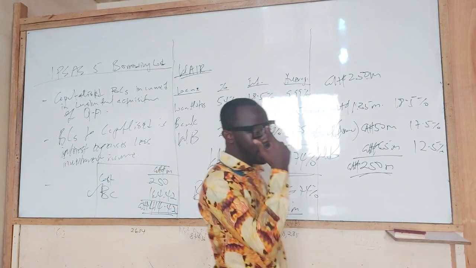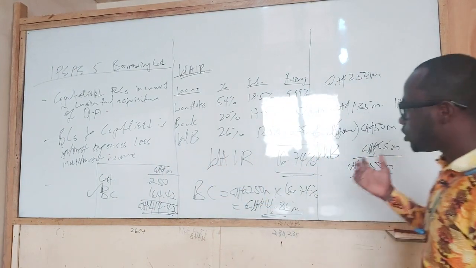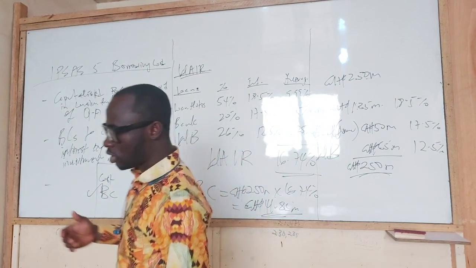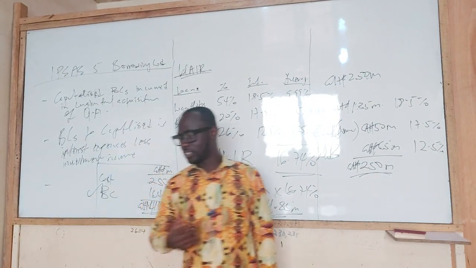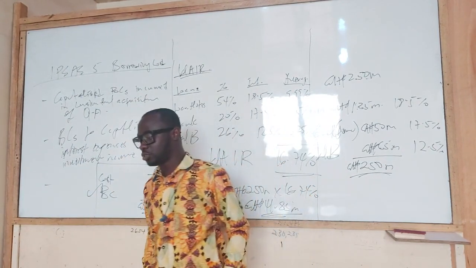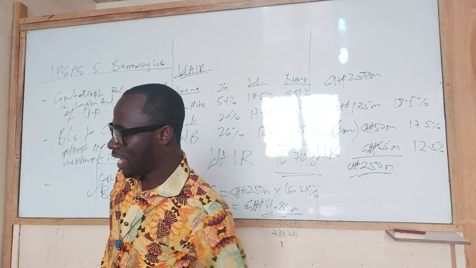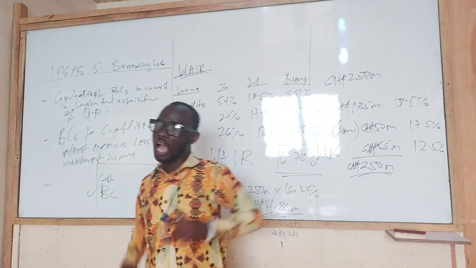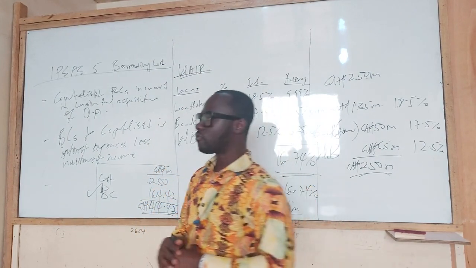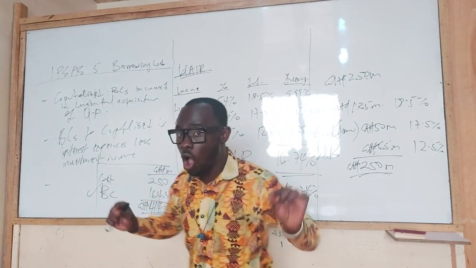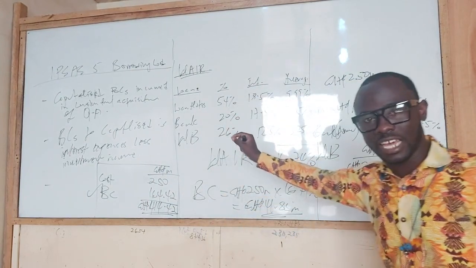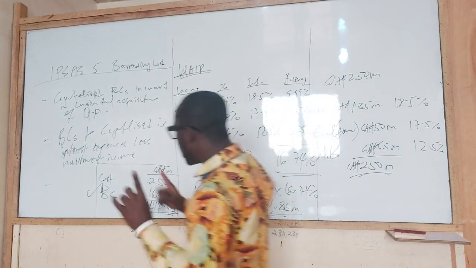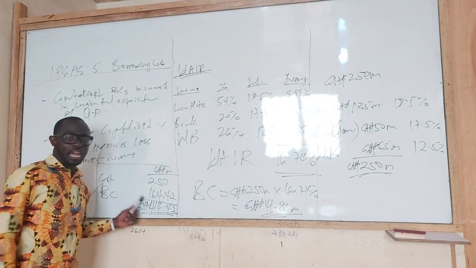So the last but not the least is the disclosure requirements for borrowing cost. The standard requires that the financial statement should disclose A, the accounting policy adopted for borrowing cost. Are we writing it off like the benchmark treatment, or we are capitalizing it and amortizing it over the economic useful life?